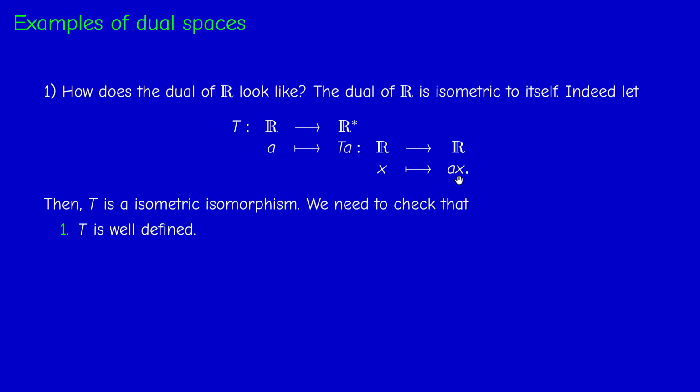And this is, of course, trivial. Okay? So this is what I mean by T is well defined. So it really maps R into R star. Okay, second thing, T is linear, but linear in A, not in X.